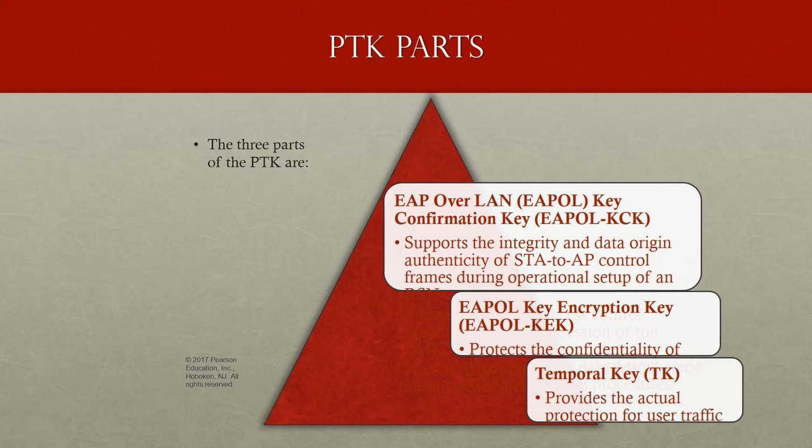PTK parts. The three parts of the PTK are as follows: EAP over LAN, EAPOL, key confirmation key, EAPOL-KCK, supports the integrity and data origin authenticity of STA to AP control frames during operational setup of an RSN. It also performs an access control function, proof of possession of the PMK. An entity that possesses the PMK is authorized to use the link.